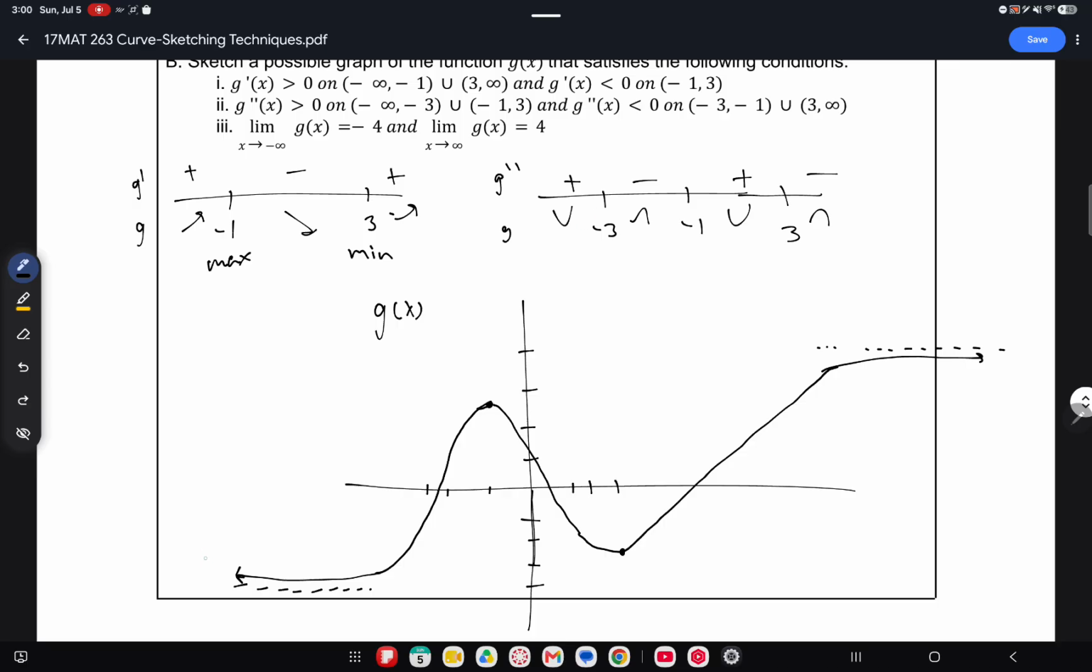So from negative infinity to -3, I am concave up. I believe that looks pretty concave up, right? Then from -3 to -1, we are concave down. And then from -1 to 3, we are concave up. This says concave down the way I drew it. So let's change that.